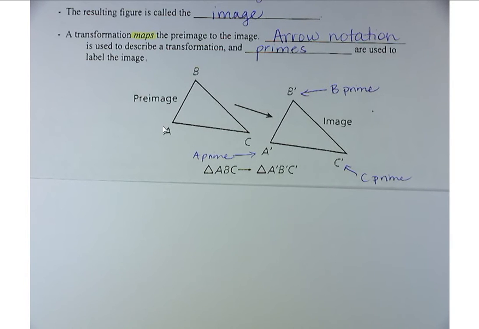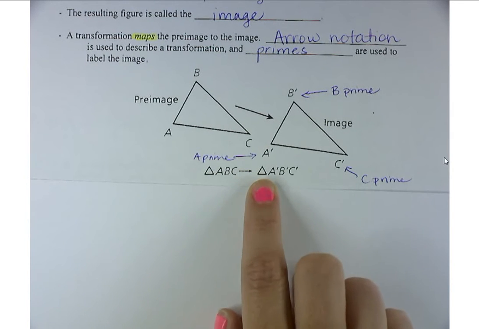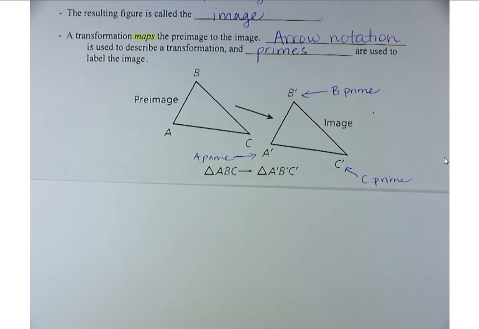Okay, so the pre-image is just A, B, and C. Here's our arrow notation. So this is what the original image was, and then according to our transformation, this is our new image, okay, which is A prime, B prime, C prime. Notice even below it shows you how it maps. So triangle ABC maps to the triangle A prime, B prime, C prime. Okay, so that's just a little bit about the notation and about the language.